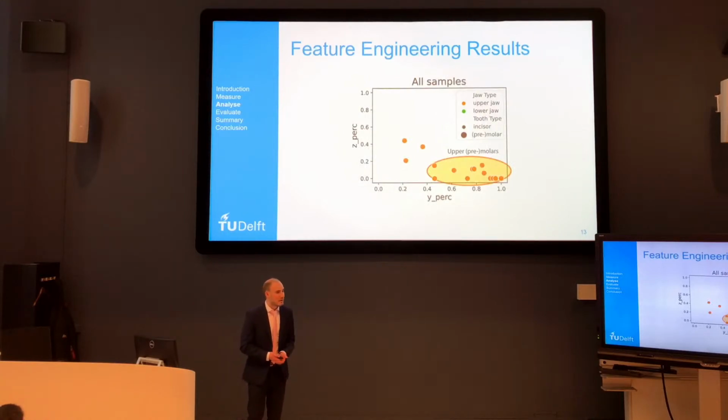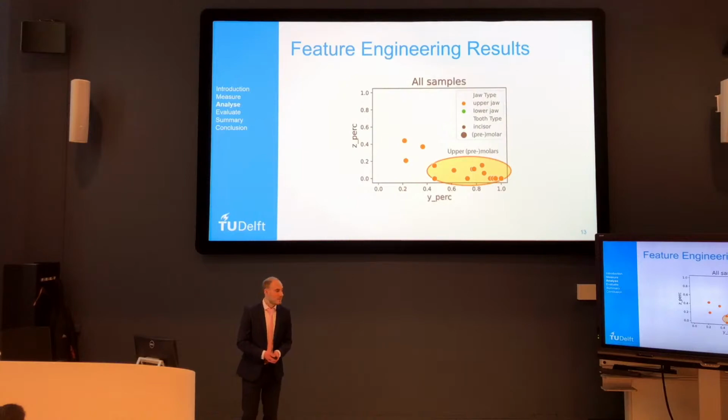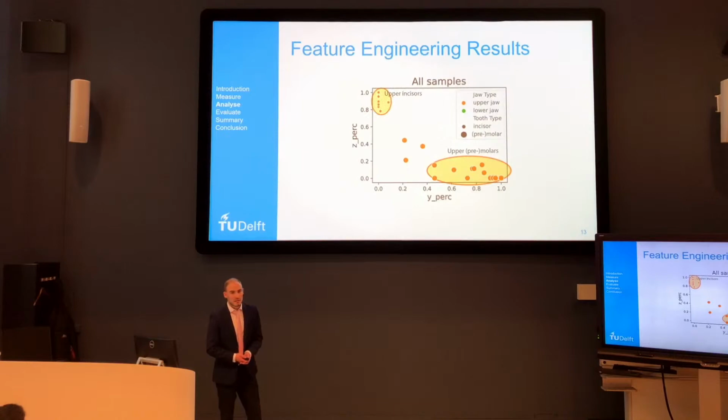The upper molars are mainly oriented to the bottom right of the plot, where almost no Z rotation is performed and Y rotation is performed. If we plot the upper incisors, we can see that they are located to the upper left of the plot, where no Y percentage is available, and we see a high Z percentage. And these are all the samples for the upper jaw.